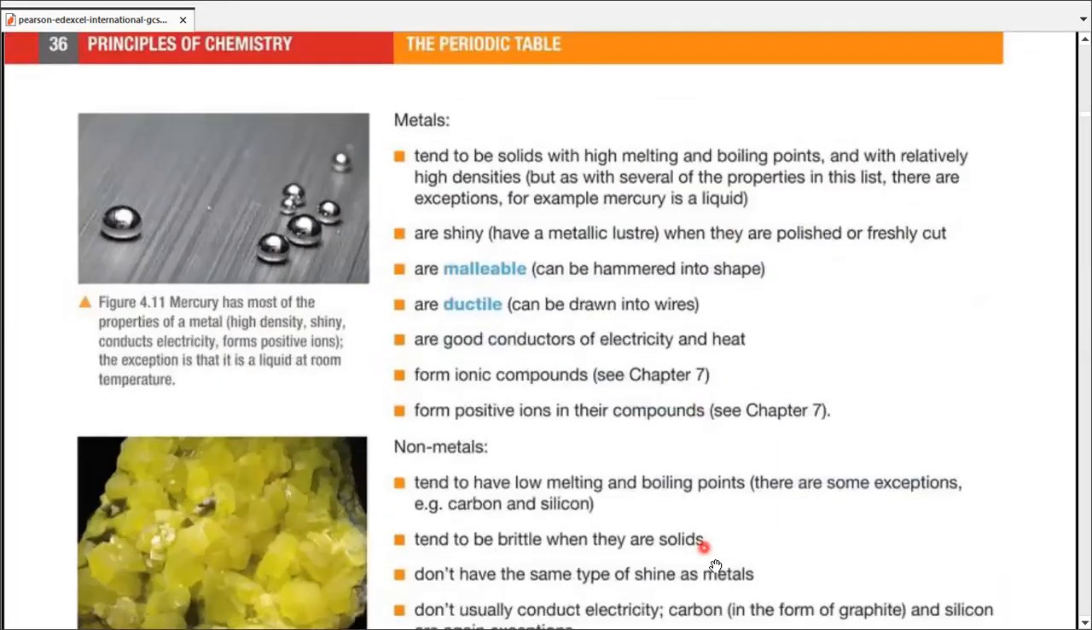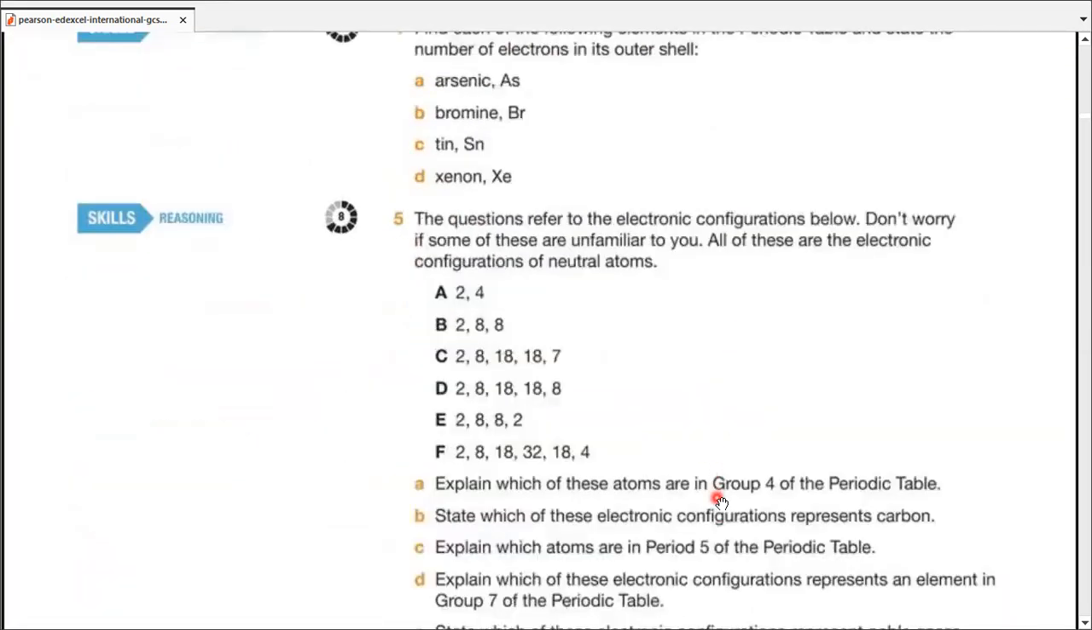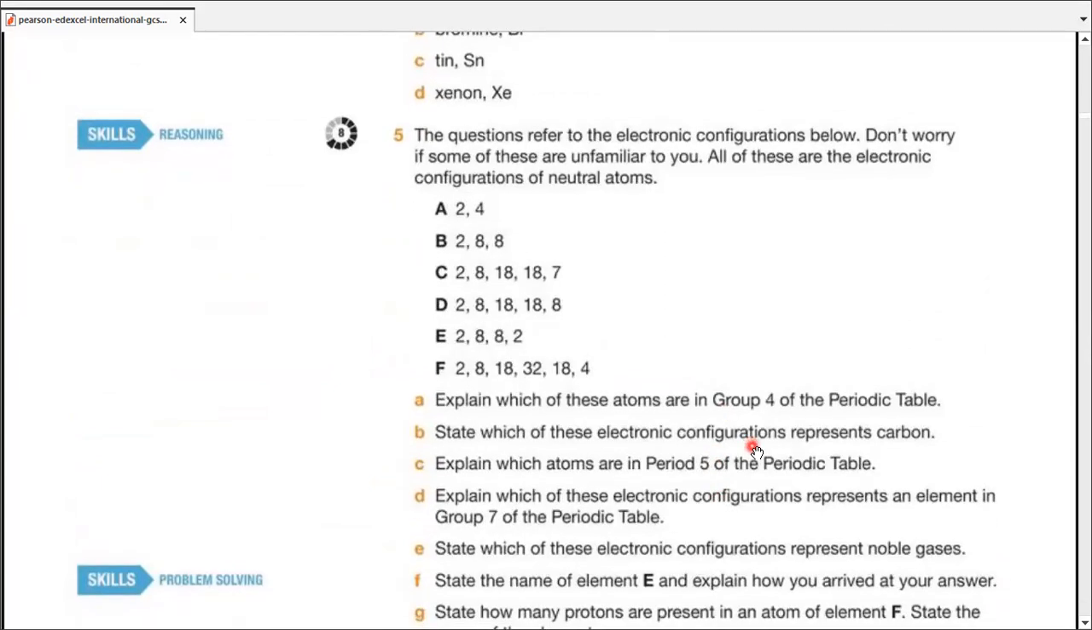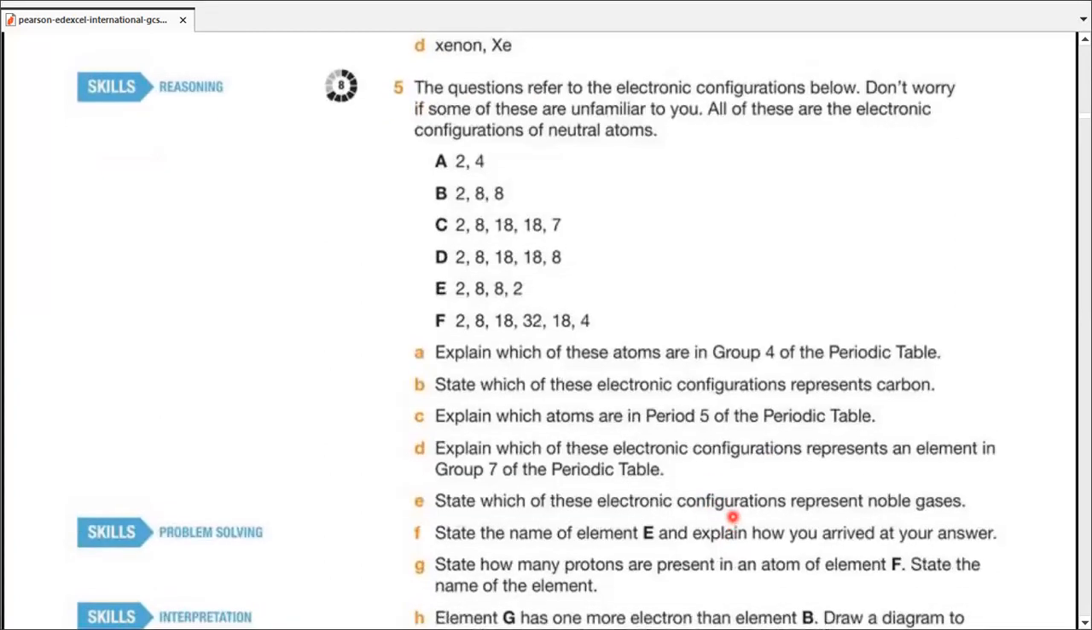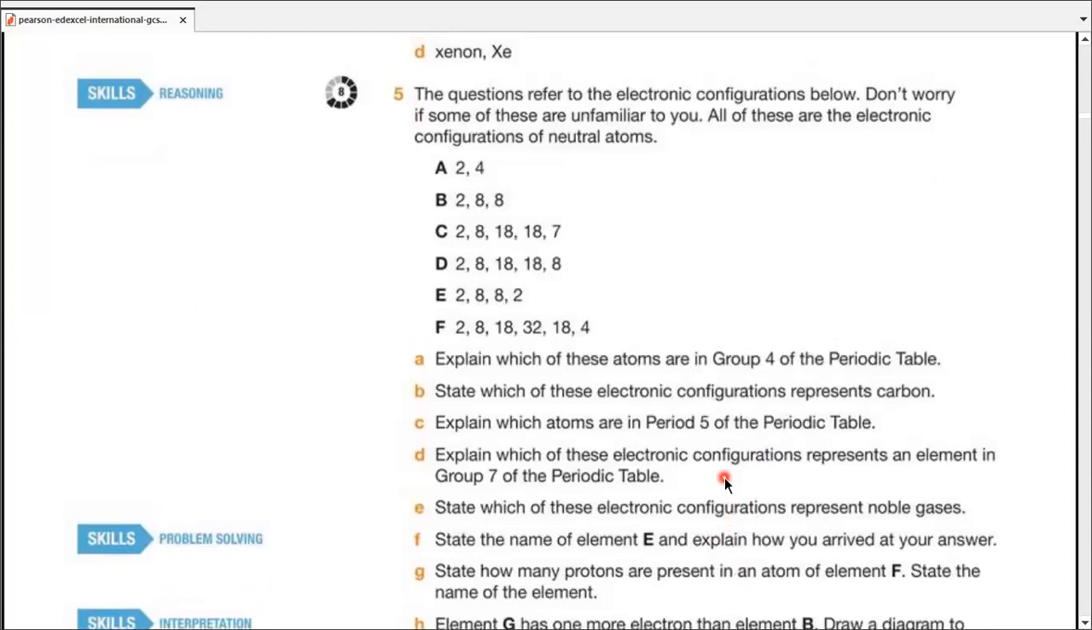All right. This question refers to the electronic configurations below. Don't worry if some of these are unfamiliar to you. All of these electronic configurations are of neutral atoms. Now, if you look at these electronic configurations, let's start with part A. Explain which of these atoms are in group 4 of the periodic table. The configurations may sound a little bit scary. Don't worry about that. The point is that you get the answers correctly, and you already know how to do that.